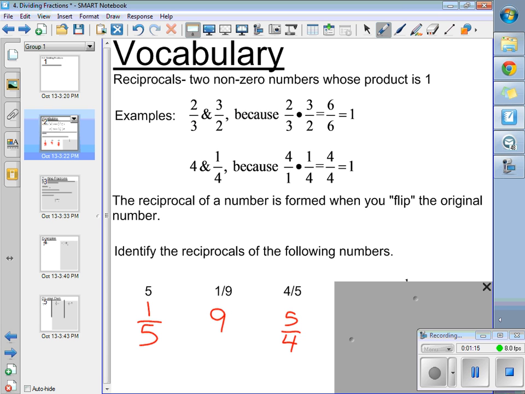And this one's a little bit more difficult. You'd have to make it an improper fraction and then flip it. So 3/2 plus 1 is 7/2. So the reciprocal would be 2/7.